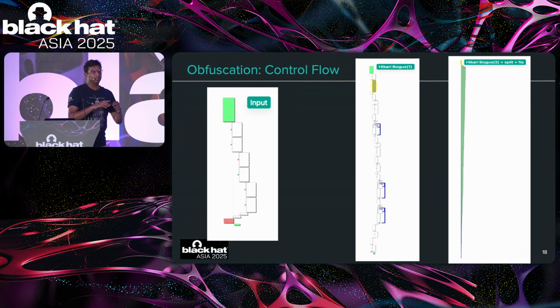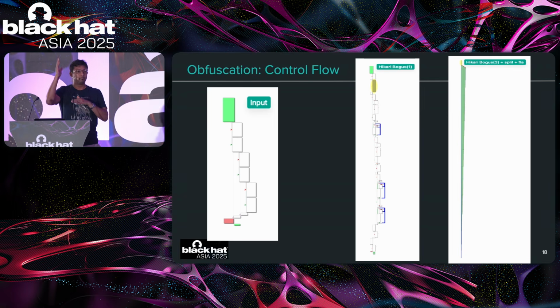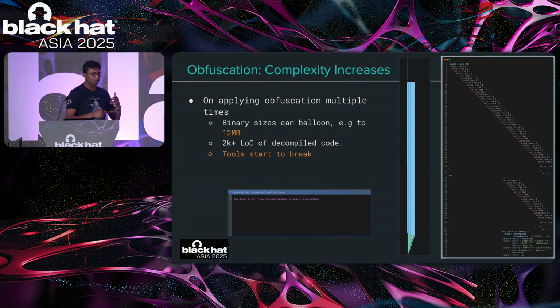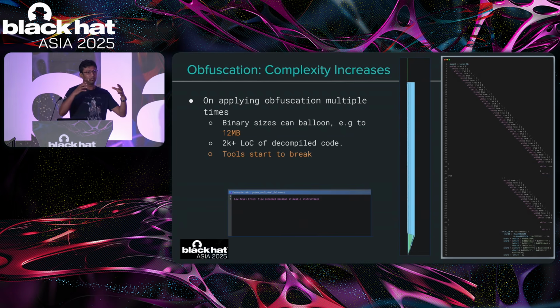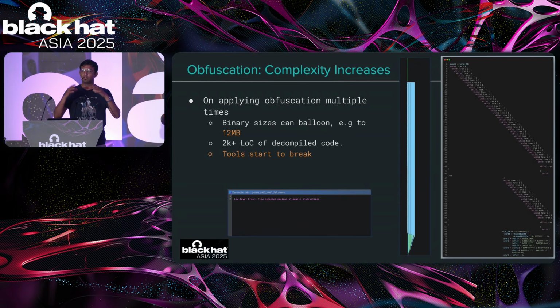Now we apply the same thing with the control flow. On the left-hand side you have a simple input, but when I apply 1 pass of obfuscation, you will see that the control flow graph is increasing. And if I apply it 3 times, you can see it's massive now. The more obfuscation we apply, the more the code size increases. In our case, we started with a simple code, and in one of the cases, the size became 12 megabytes. In many cases, we see that the tools start breaking. Ghidra is not able to decompile it. We are reaching the limits of what Ghidra can handle.